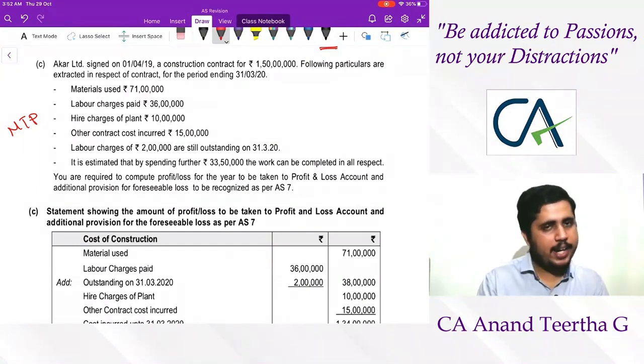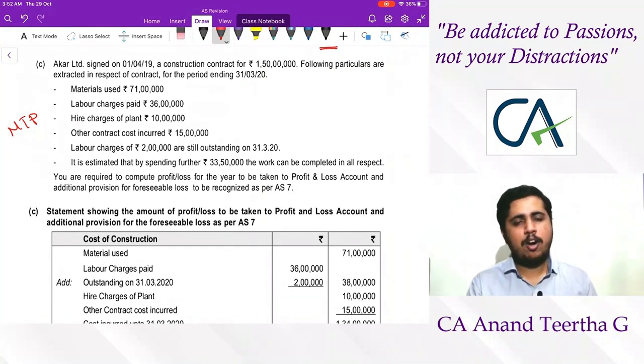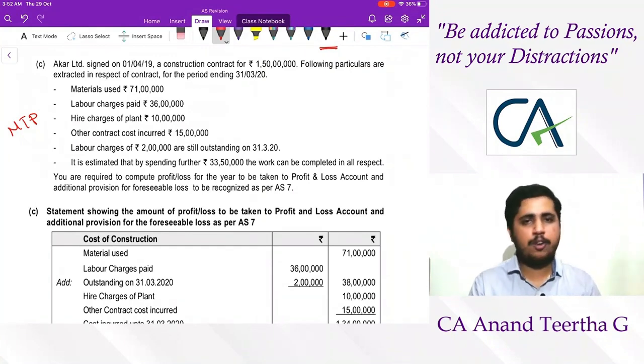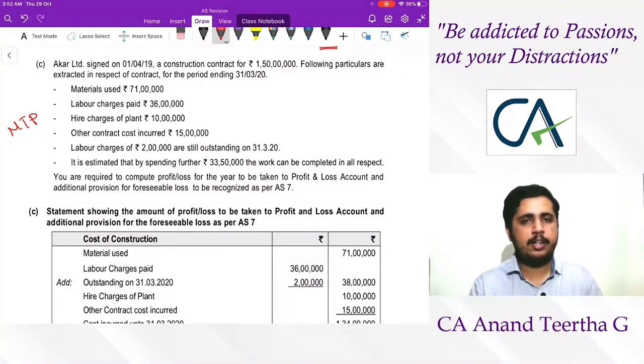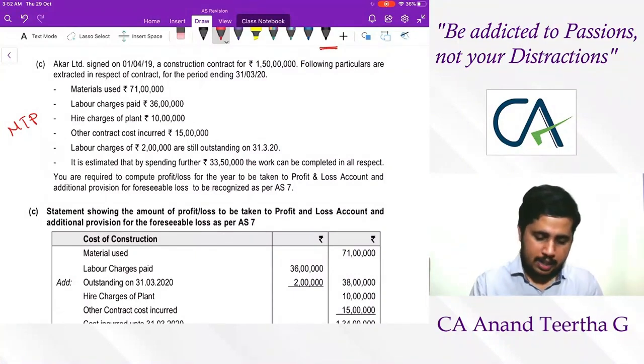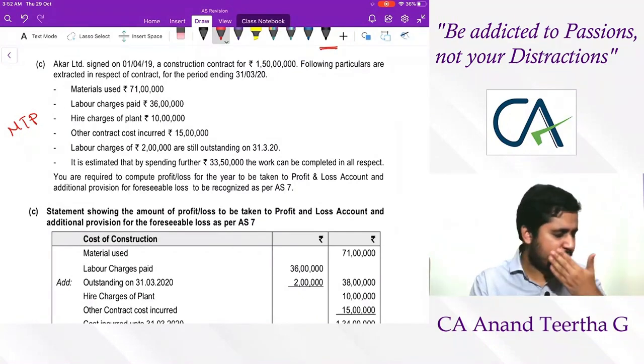Okay. Now, again a question is given to you and accordingly we have to calculate the profit for the year. How do you get it? Revenue minus cost. So for revenue, what do I want? We want percentage completion. How do you get percentage completion? Cost incurred till date divided by estimated total cost. Now, look into this. Only one point I want to be more specific about.